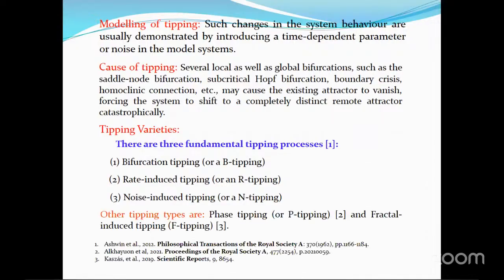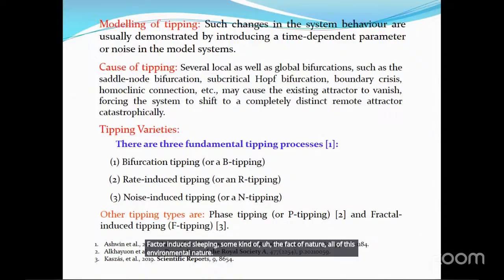Next. There are some other kinds of tipping, like phase tipping. This type of tipping occurs when your system shows a stable limit cycle, and the system tips only from a particular phase of the limit cycle. Not the entire limit cycle, but a particular phase of the limit cycle. If your solution starts from that particular phase, then only your system tips. That's why it is called phase tipping. And in case of basin-induced tipping, sometimes the fractal nature of the basin boundary makes the system tip.